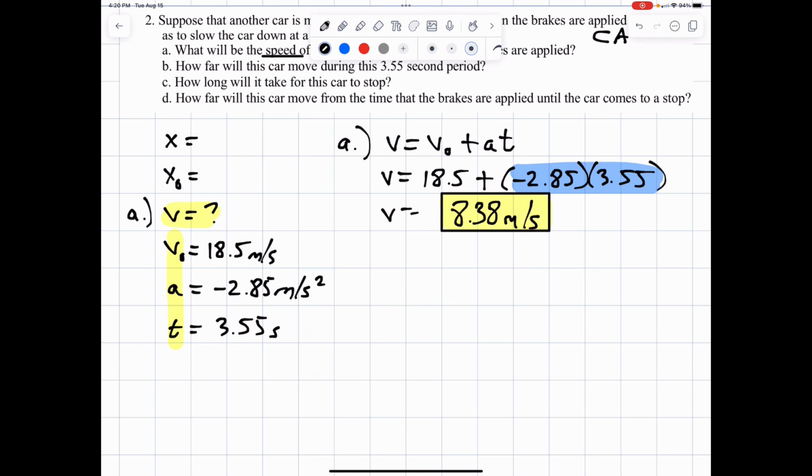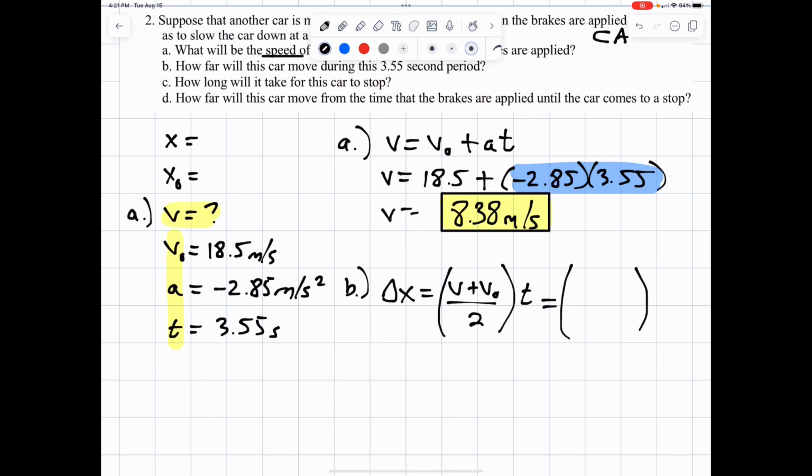All right, part B, we are looking to find the displacement, how far it went. So how far it went, we can use our equation number 11. Okay, delta x equals v plus v naught over 2 times t. Which will be 8.38 plus 18.5 over 2, and then times t, which would be 3.55 seconds.